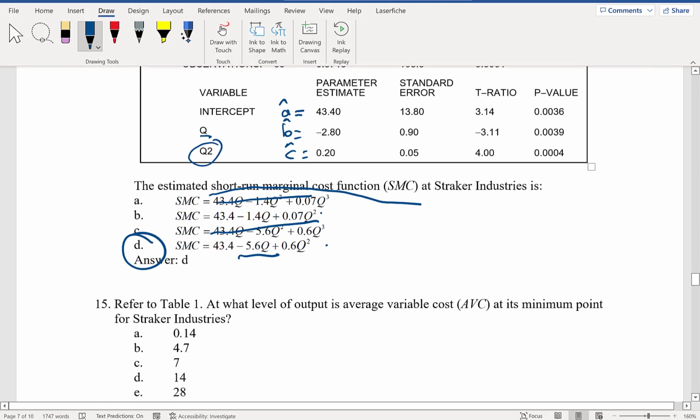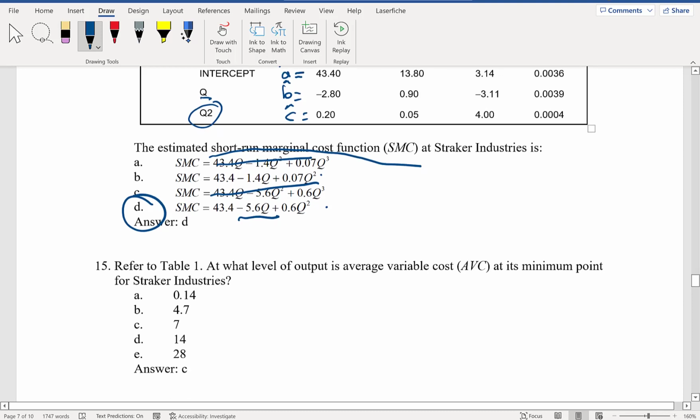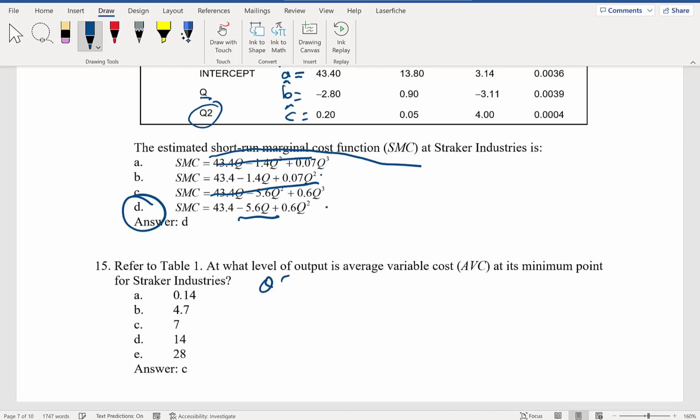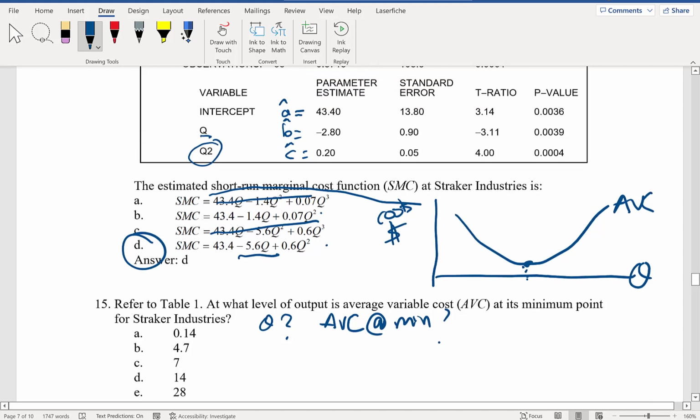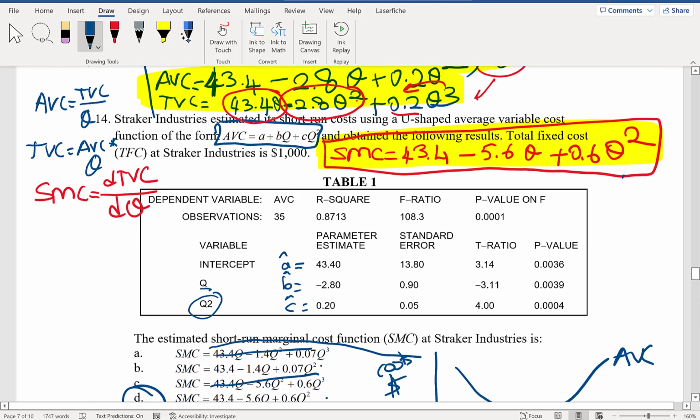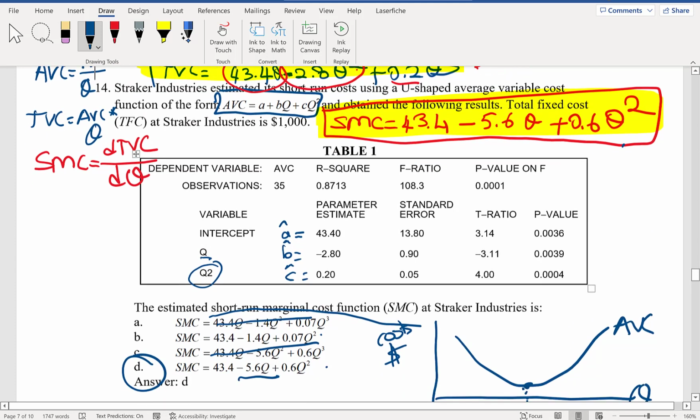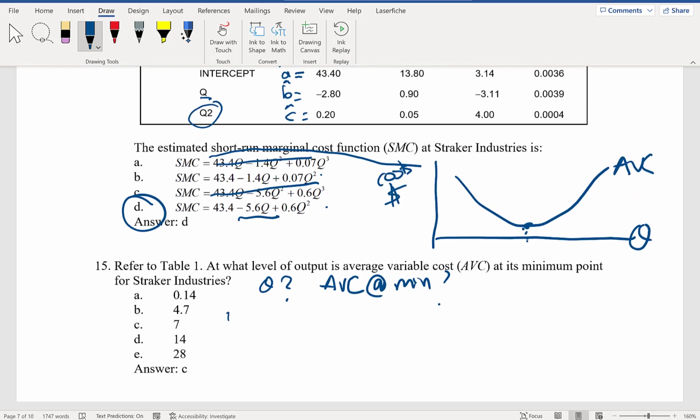Question 15. Refer to table 1, same. At what level of output Q is average variable cost at minimum? Let's remember what average variable cost looks like. Quantity on one axis, costs in dollars on the other. Average variable cost looks like this, with a lowest point. In terms of A, B, and C, the Q min that minimizes average variable cost is minus B over 2C.